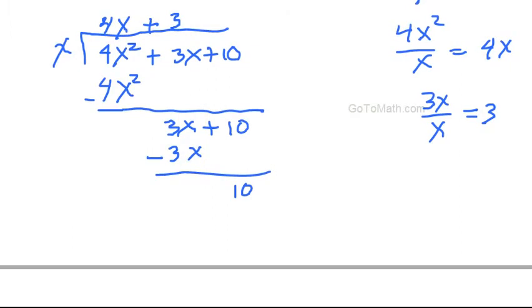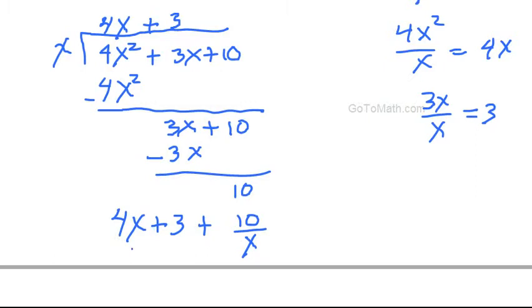So to write this out now, we're going to say 4x plus 3 plus 10 over x. 10 over x.